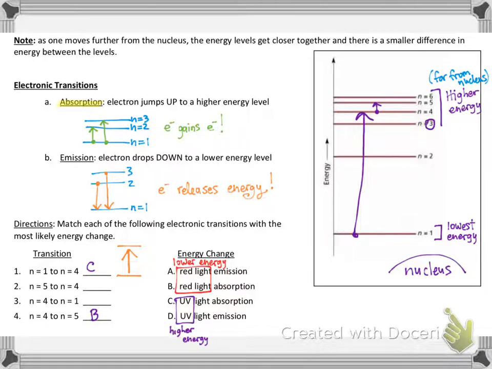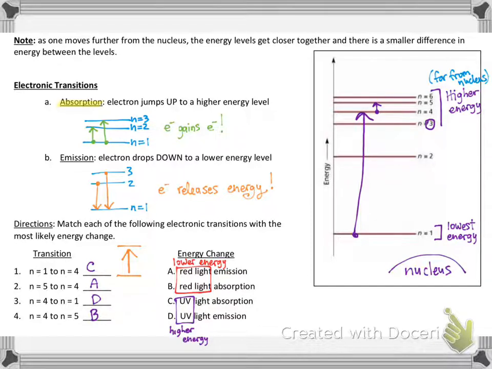So that means the emission must mean the dropping. Similar idea: if you have a huge drop, you're going to release a lot of energy. But if you have a small drop, you're only going to release a small amount of energy. So that's how you would figure out a question like that.